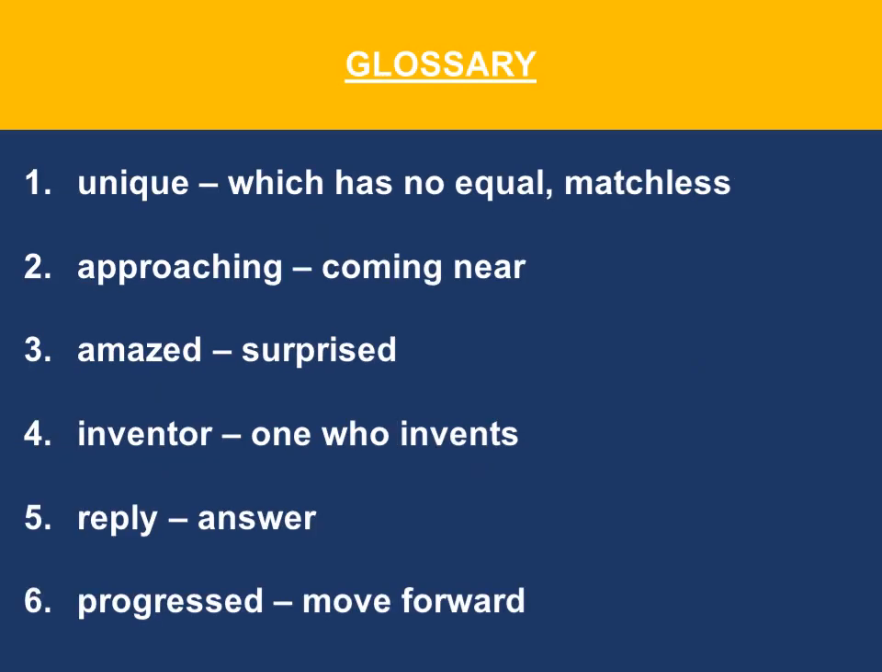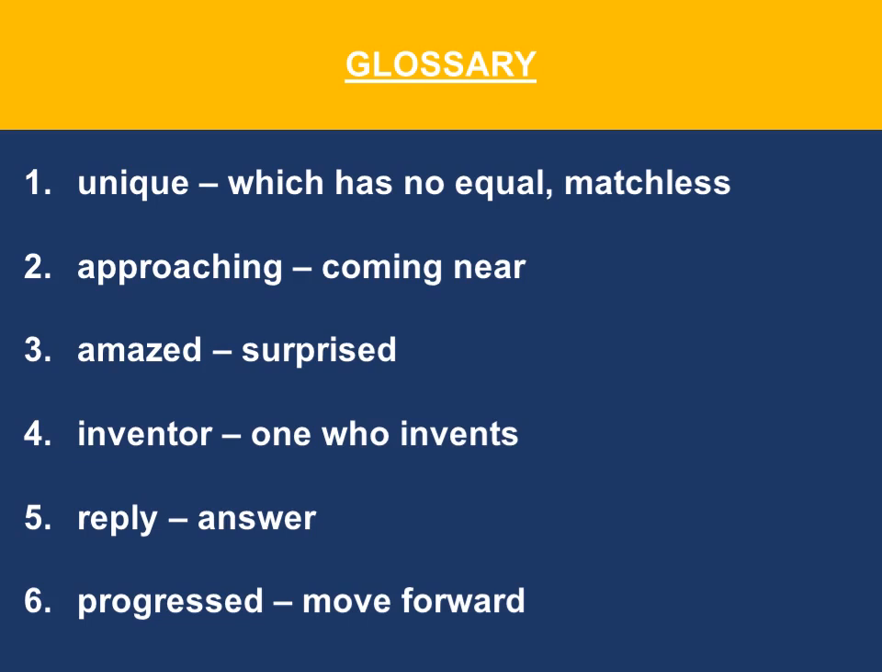Let us learn some new words. These words will be there in the lesson we are going to read. So, students, you must understand these words. First word is unique. It means which has no equal, matchless. For example, Taj Mahal is a unique monument. And students, Sachin Tendulkar is a unique cricketer. This means that these are matchless people or things.